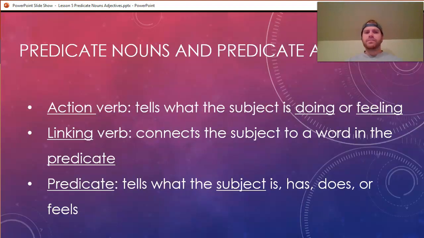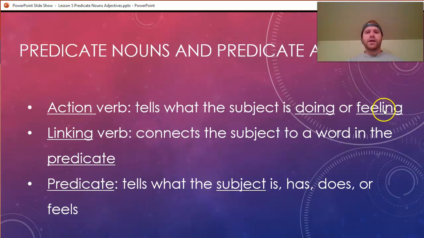So first of all, just a couple things we should be aware of for predicate nouns and predicate adjectives. It's super helpful to remember the difference between action verbs and linking verbs. So as a reminder, action verbs are the easier ones to spot. They're the ones that tell what the subject is doing or feeling. Again, any kind of verb that shows a motion or an action is an action verb that shows movement.